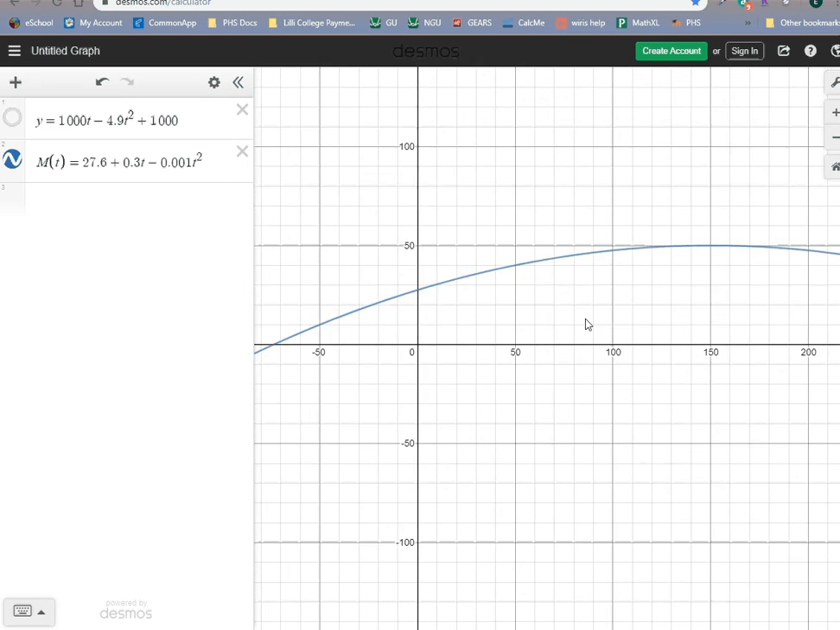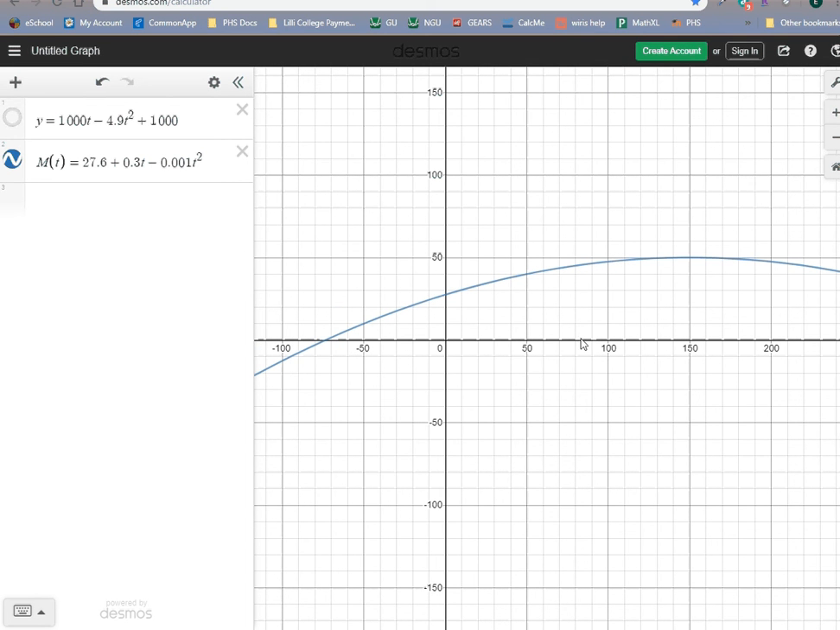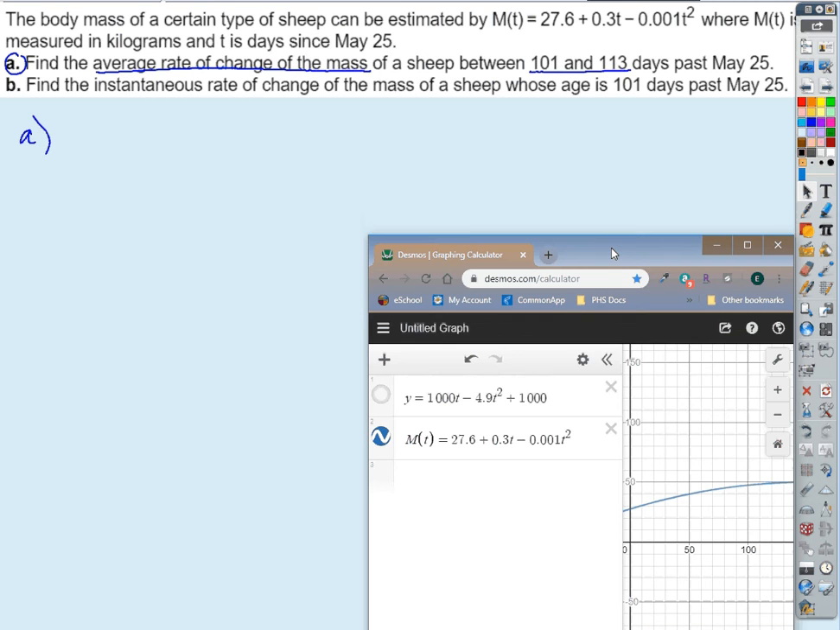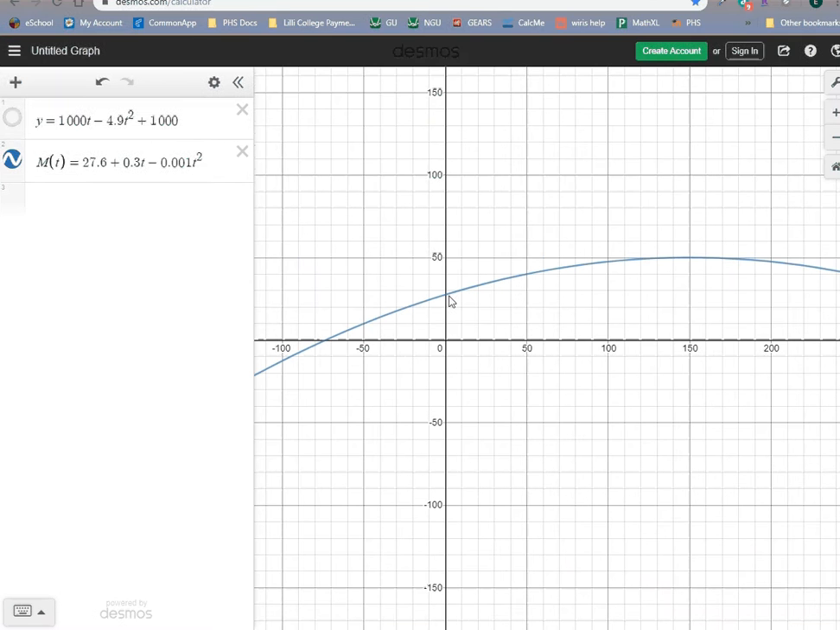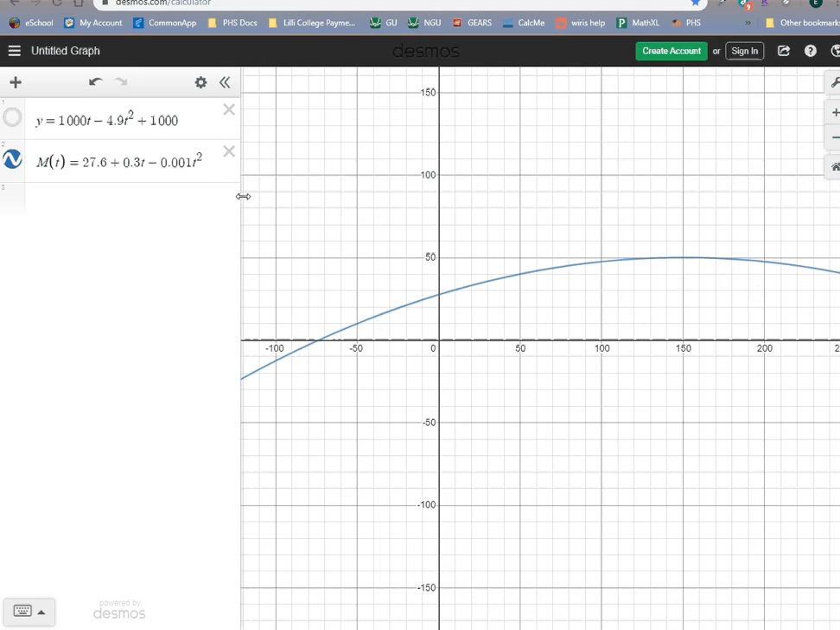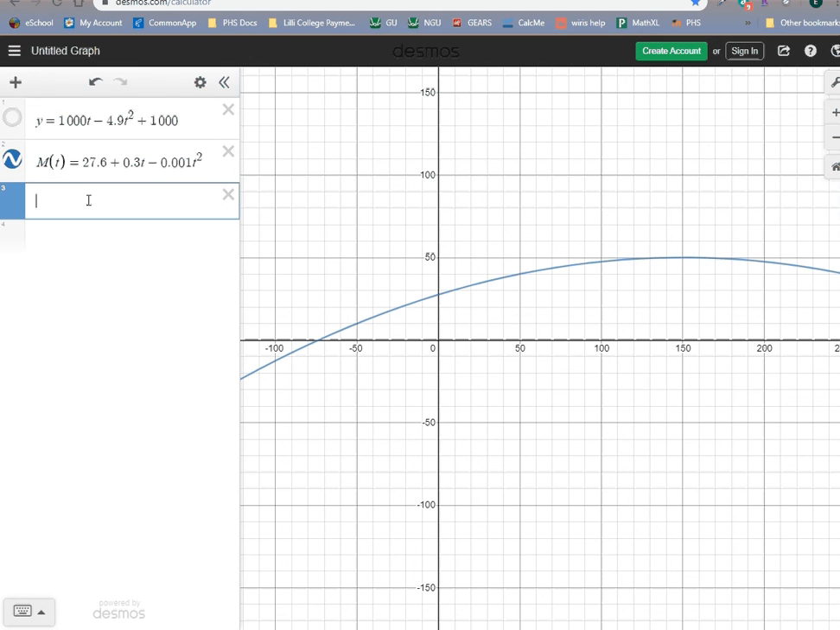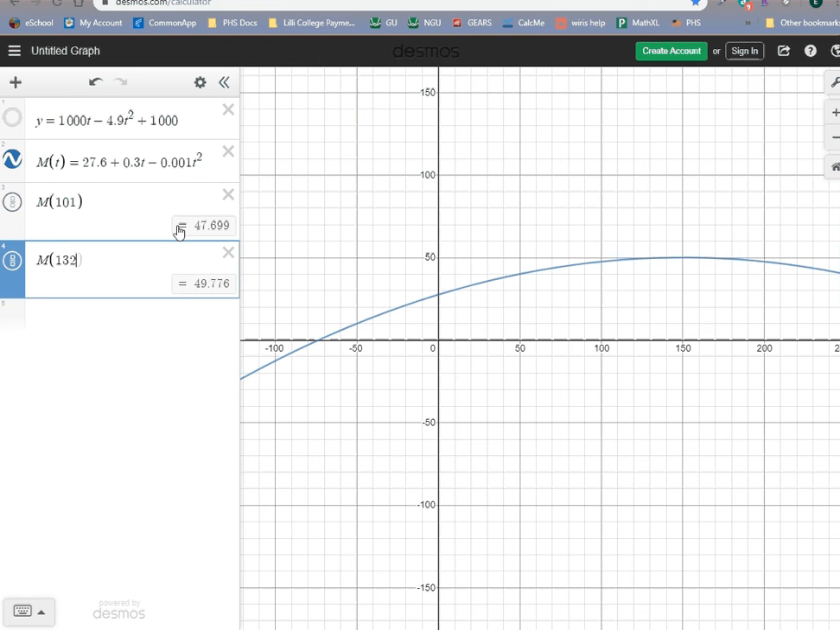And we want to go from days, what was it again, do you remember? I don't remember. 101 to 113, okay. So then look what we can do here. You're kind of learning some Desmos stuff here. So I could calculate what is M of 101? Yeah. So the output is like 47.7. M of, what was the other one? 113. Okay, there's the other one.